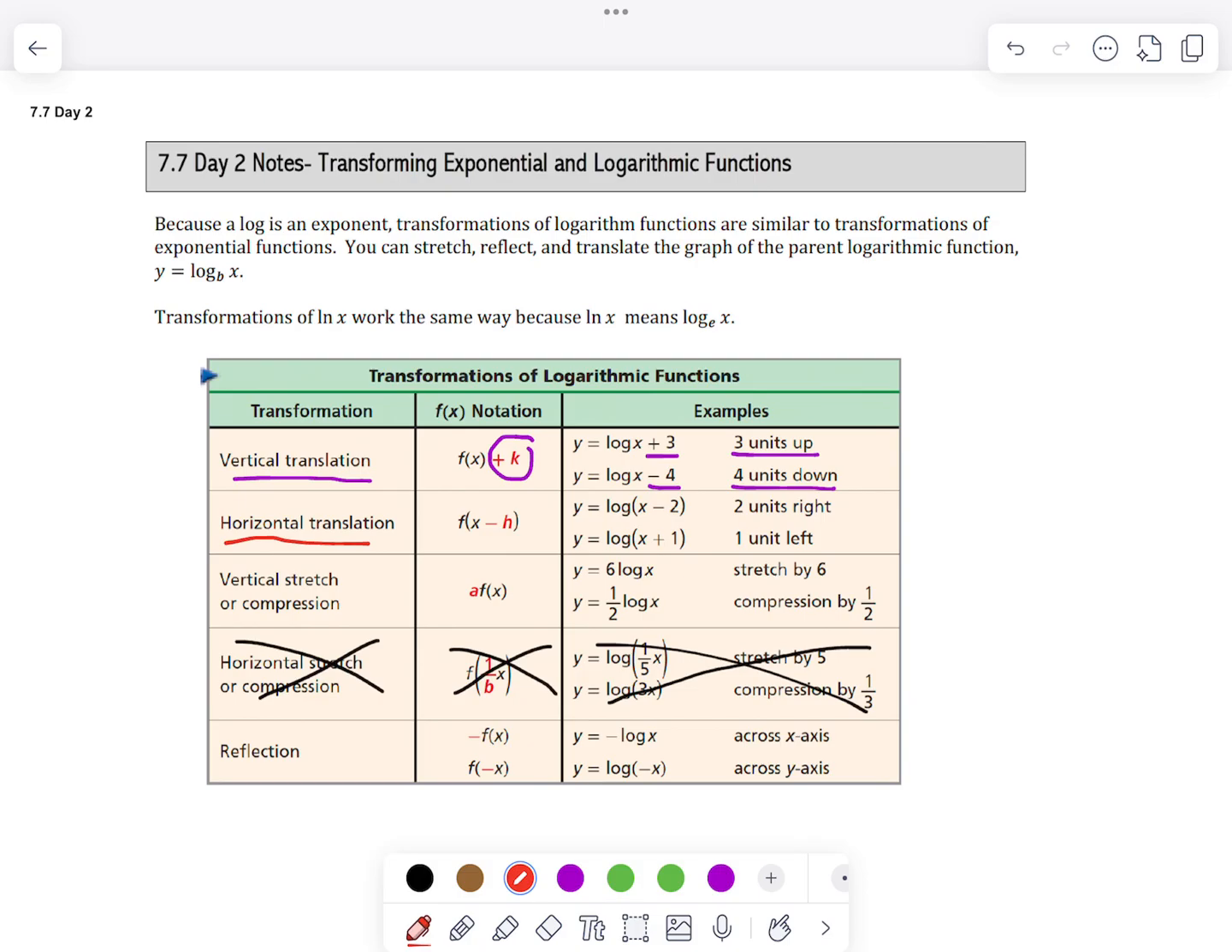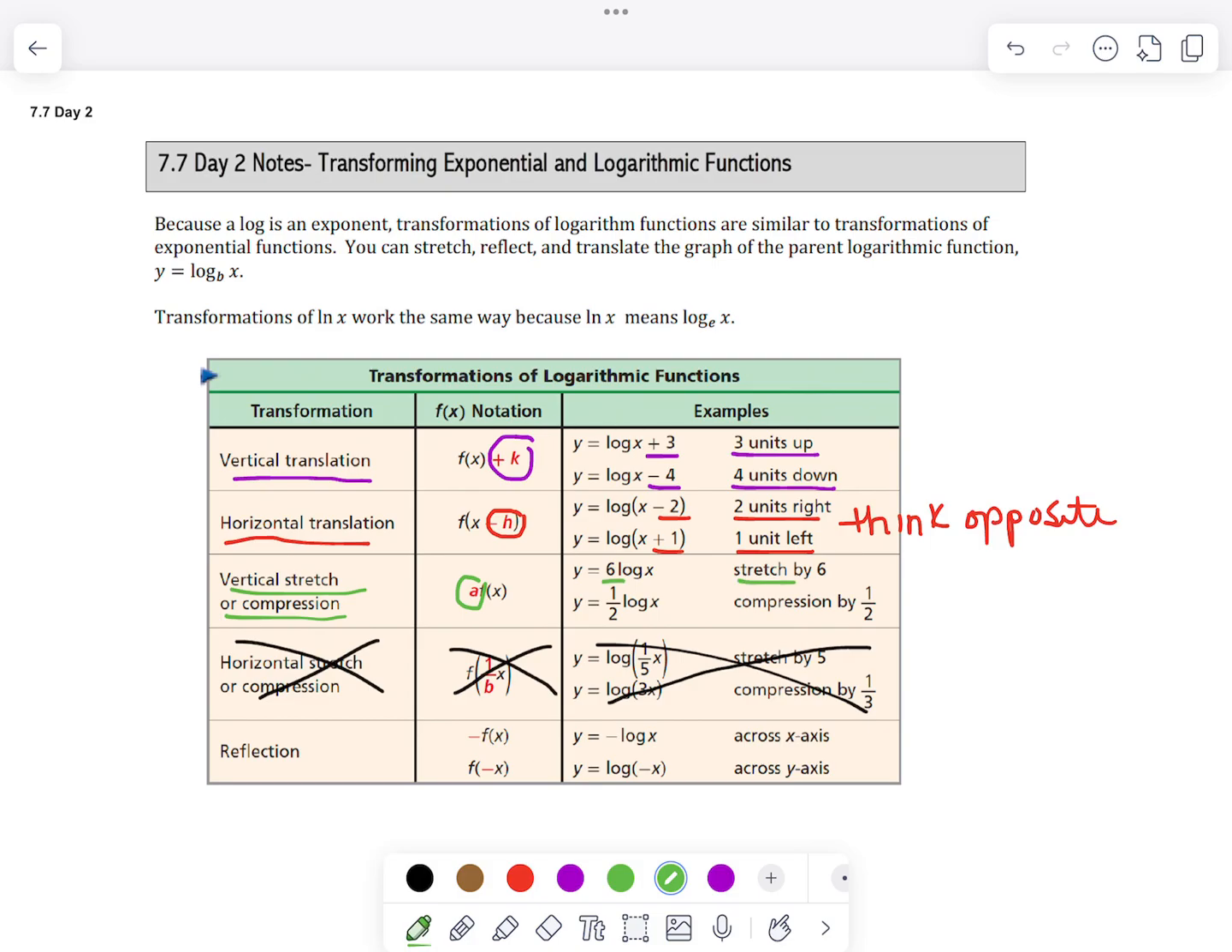Horizontal translations, left and right, happen inside the parentheses, inside the function. So minus 2 moves it right 2, plus 1 moves it left 1. And I always say, think opposite on those.